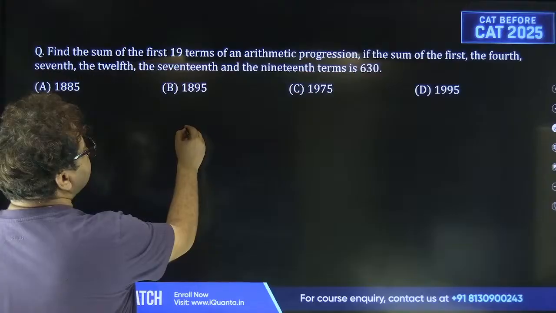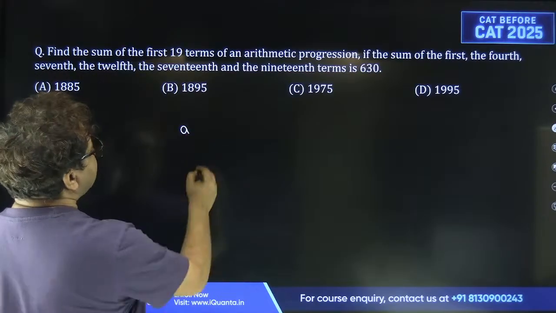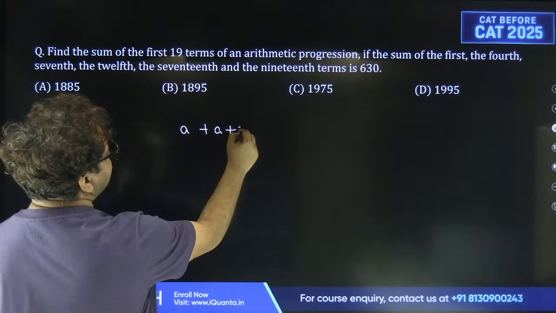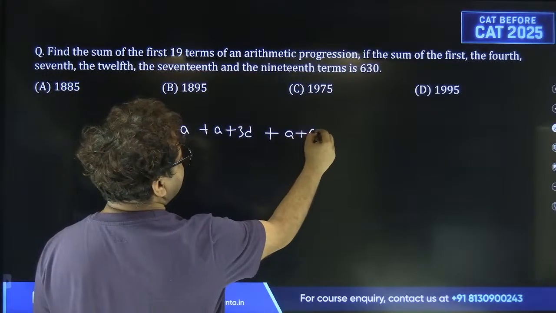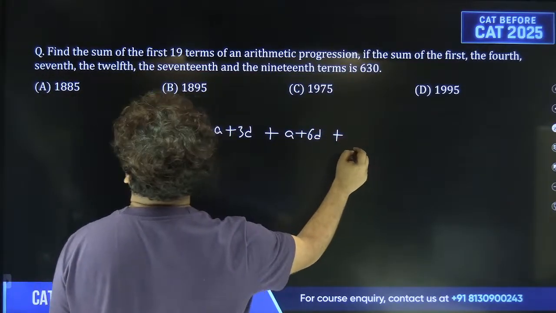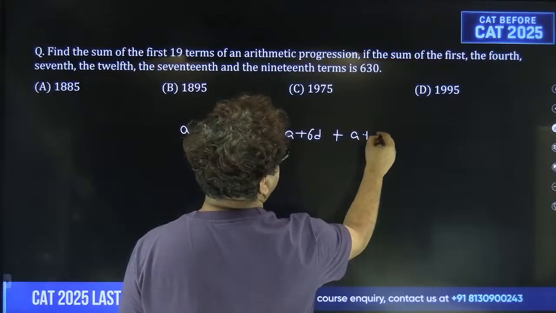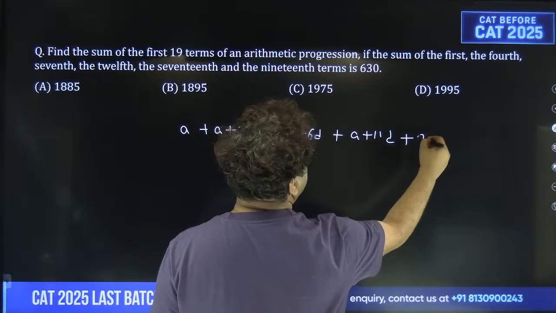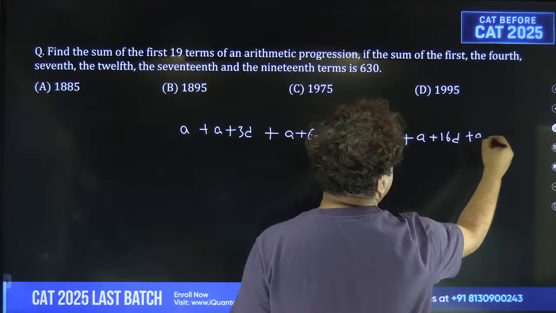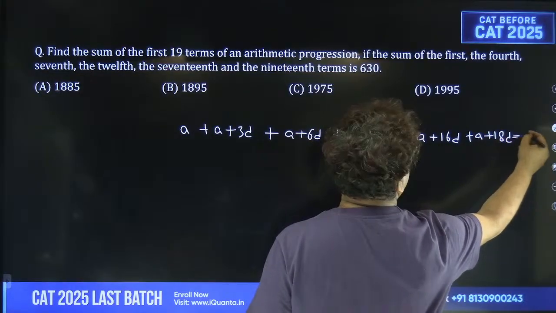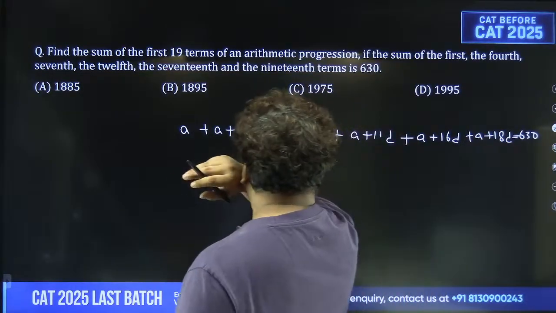First term is A only. Fourth term is A plus 3D. Seventh term is A plus 6D. What else do we have? 12th term is A plus 11D. 17th term is A plus 16D. 19th term is A plus 18D. This is given to us as 630. So we can find the value, right?